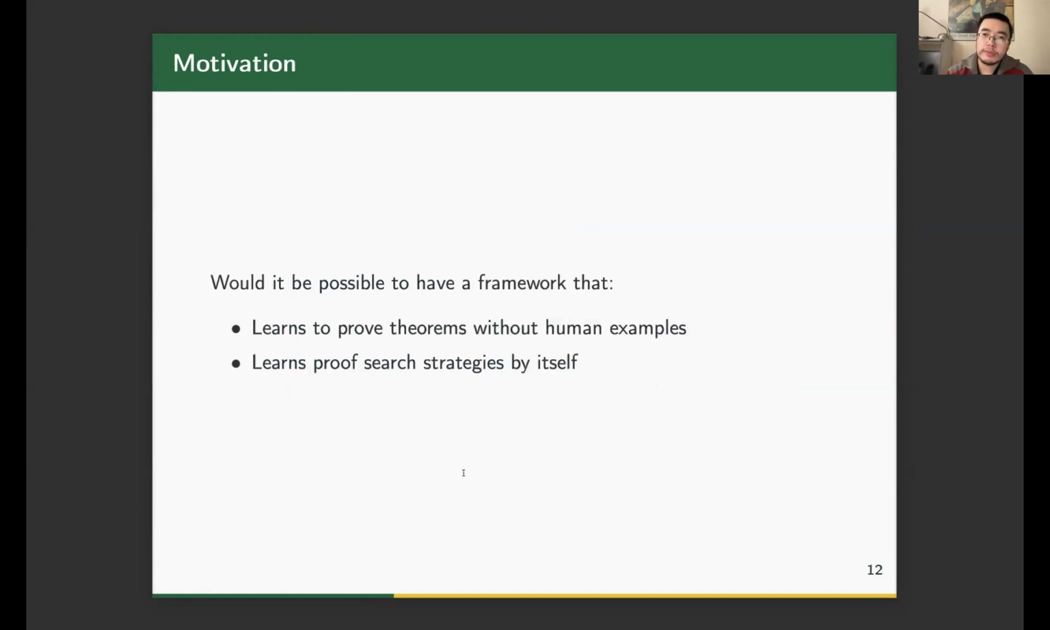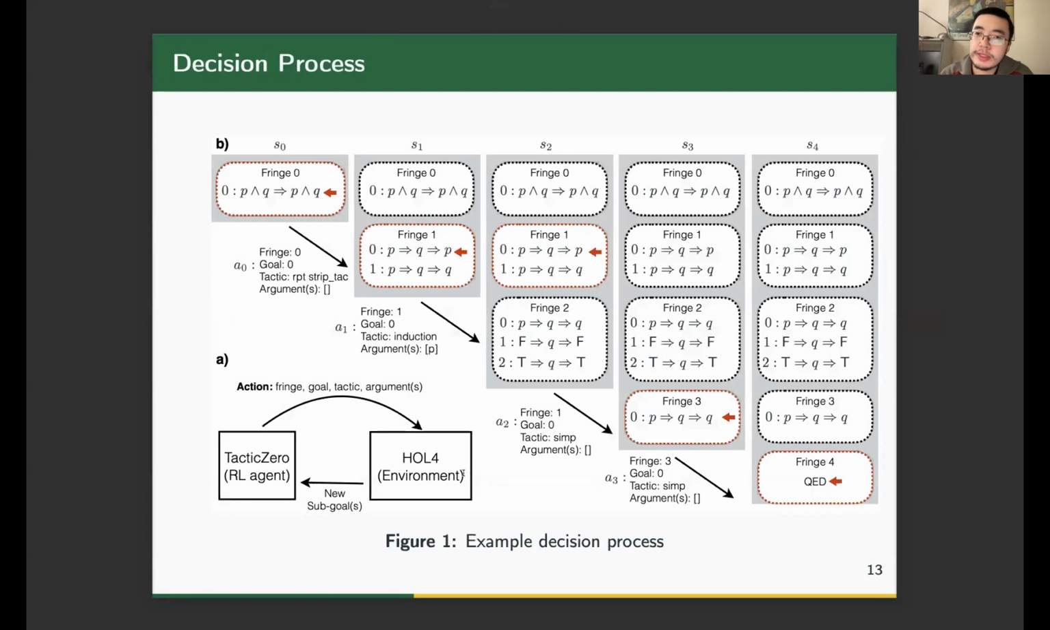Okay, so the problem is: would it be possible to have a framework that learns to prove theorems without human examples and learns proof search strategies by itself? This is the motivation for developing TacticZero. And how is this possible? We can think of the decision process.